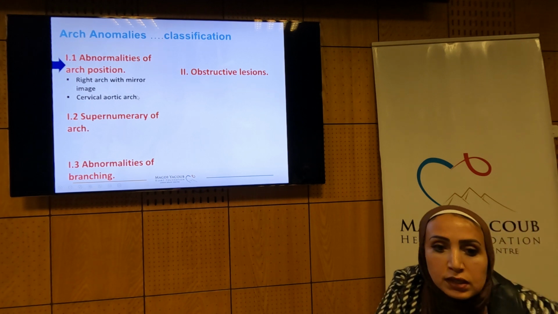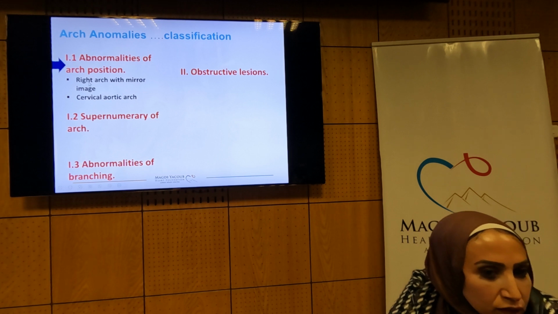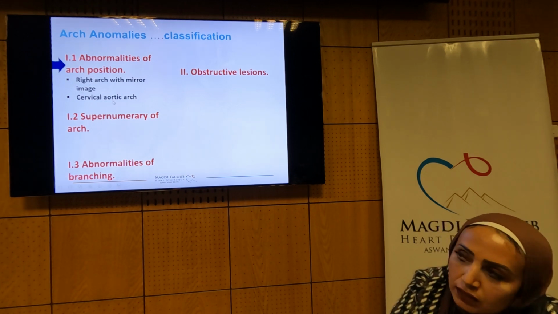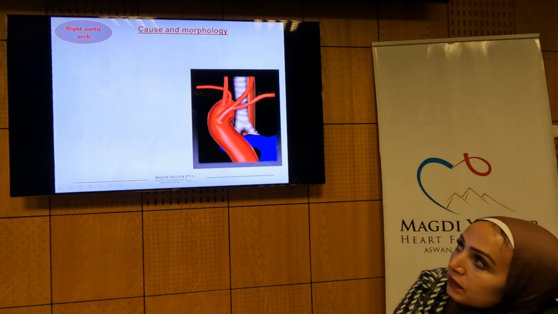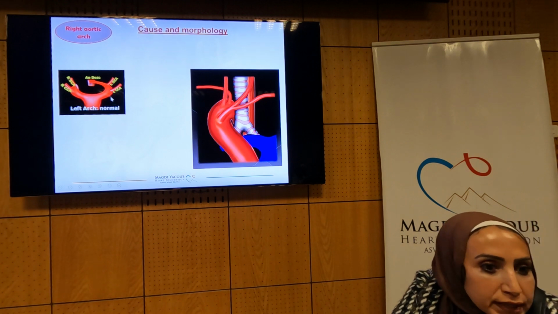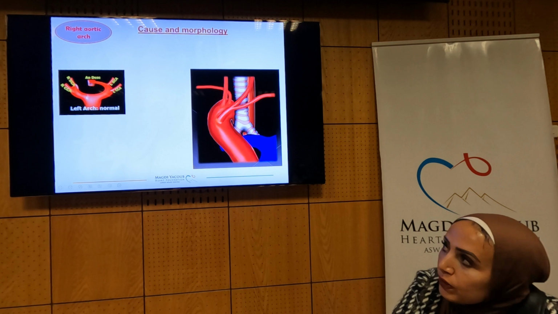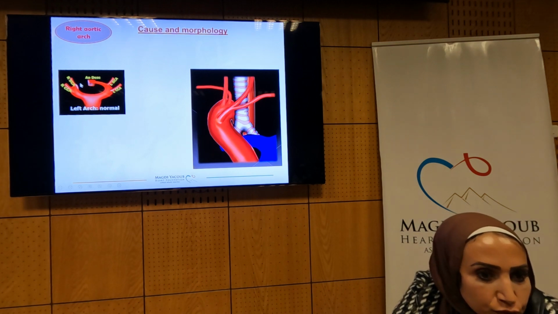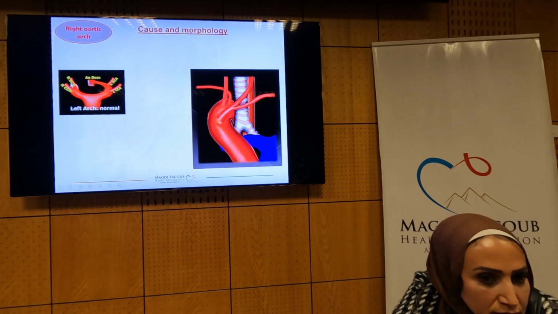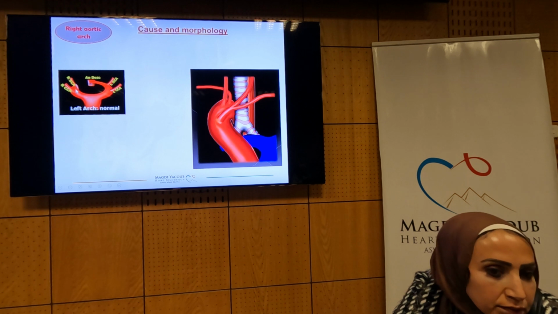Abnormalities in arch position are two. Either we will have a right aortic arch with mirror image instead of a left aortic arch, or we will have a cervical aortic arch. Okay. This is the right aortic arch. Back again to our cross-sectional. That's what we expect to have in the left aortic arch, that we have regression here in the fourth aortic arch between the anterior and posterior aorta on the right side. It ended up that the arch will be left, and this part will be brachiocephalic.